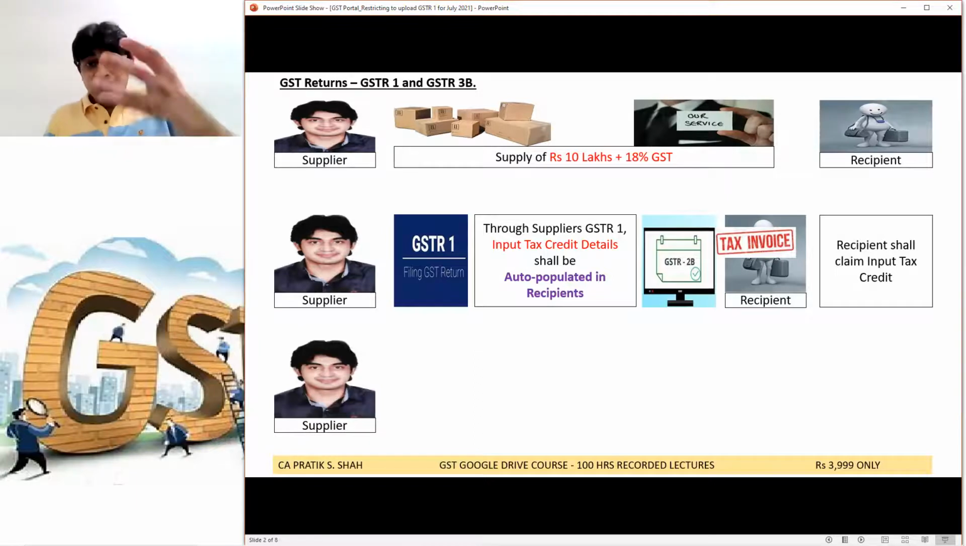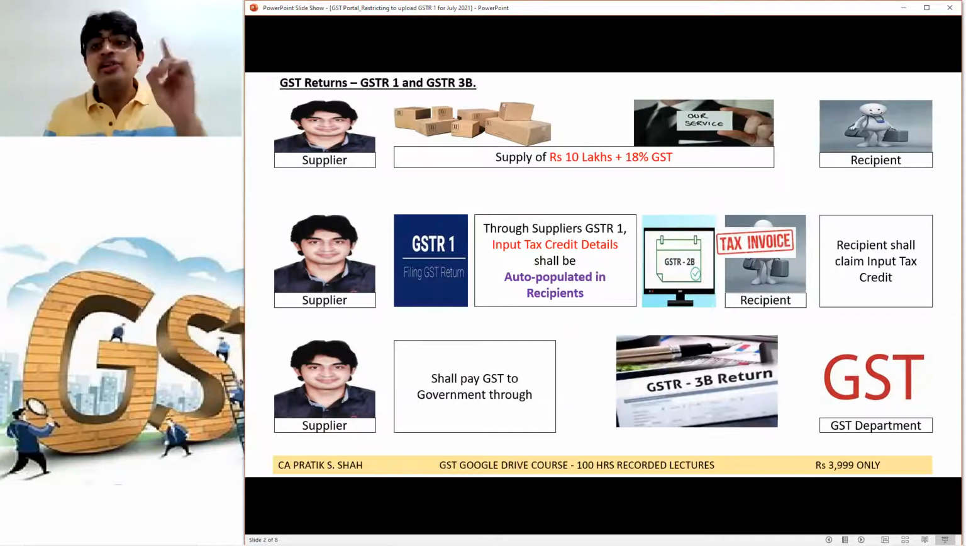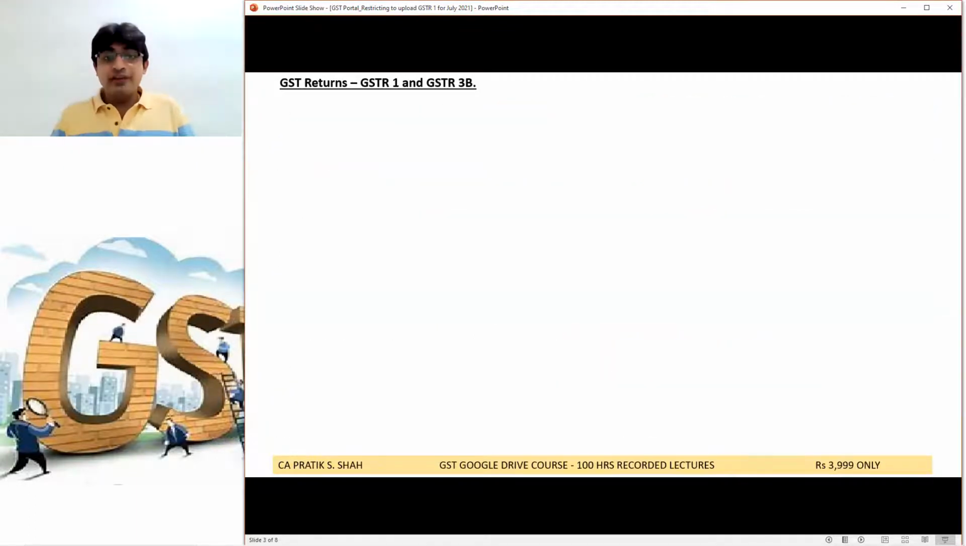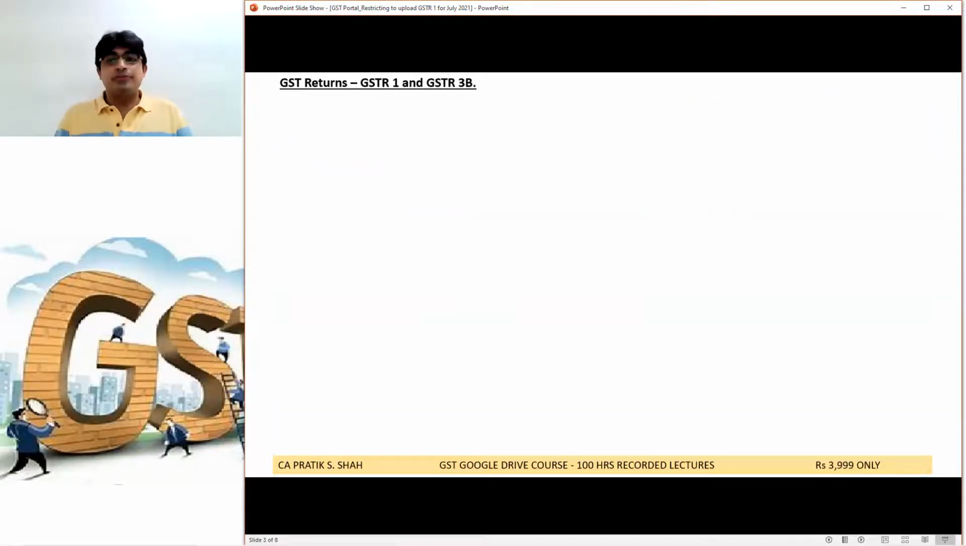But the GST of 1 lakh 80 thousand which I have collected, I don't pay through GSTR1. For that, which return do I file? To pay this GST, I file GSTR3B. So for paying GST, the return is GSTR3B. Now, this is what I've observed.